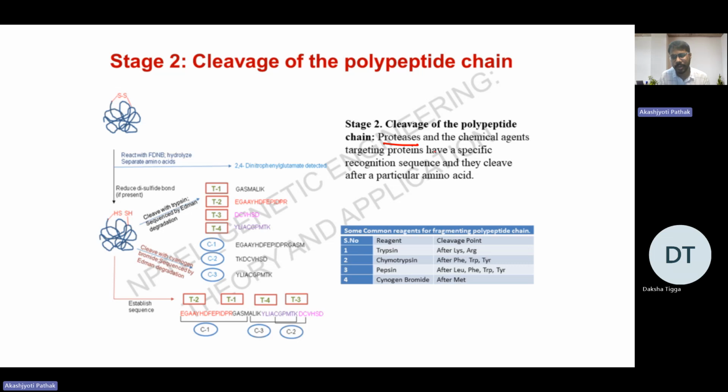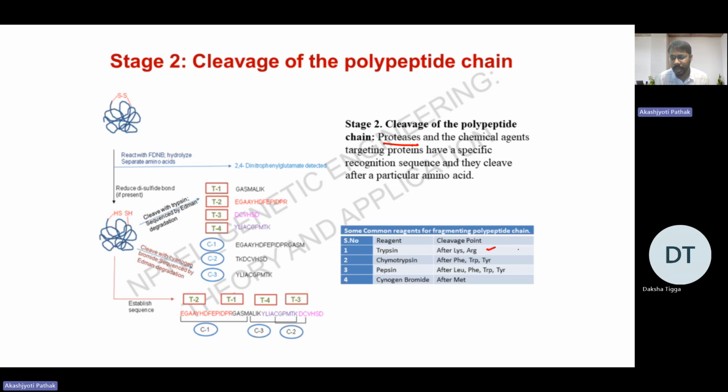Okay, they will digest the protein, and these are chemical agents that target proteins and have a specific recognition sequence, and they cleave after a particular amino acid. So these are basically chemical agents. Like you see in this table here, trypsin will always cleave after the lysine or arginine residue. Chymotrypsin cleaves after the aromatic residues.